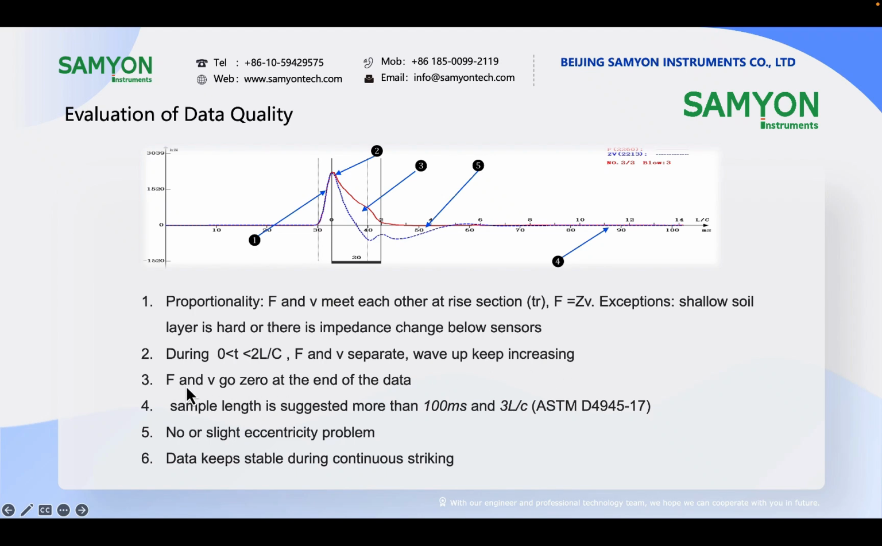And third, F and V should go to zero at the end of the data, like this. And the fourth is the sample length. Sample length should be more than 100 milliseconds and 3L/C. This is suggested by the ASTM D4945. And the fifth, no or slight eccentricity problem. And the last one is that the data should keep stable during continuous striking. That means if we are performing pile driving monitoring, the data should keep stable.